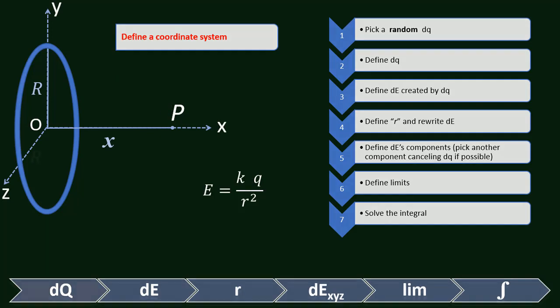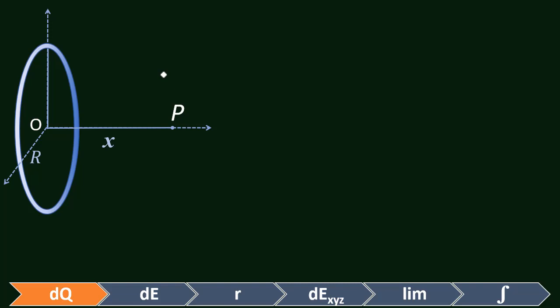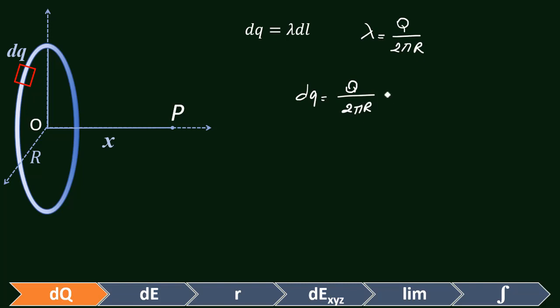So let's get started. Let's start out by picking a random charge on our charge distribution. Let's pick this dq. And we can define dq using this formula for a line charge distribution, lambda. Since this ring is a line distribution, what is lambda? We're not given a lambda in the question. It's the total charge Q distributed across the length of the circle, 2 pi r. So rewriting, dq is Q over 2 pi r dl.